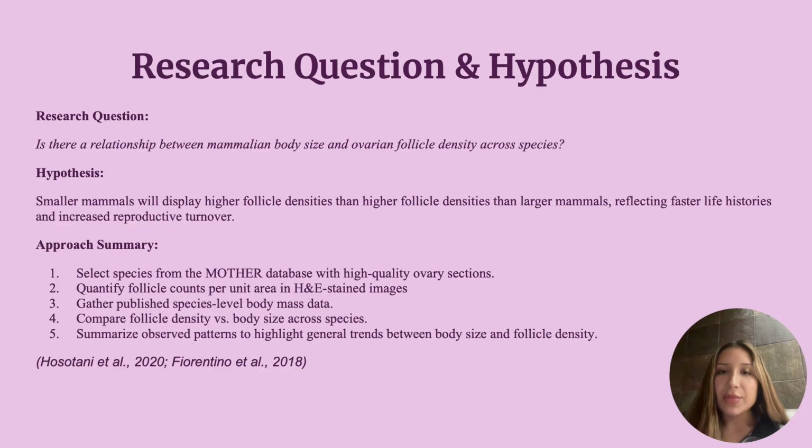For this project, my approach includes 5 main steps. First, I'll select species from the MOTHER database that have high-quality ovarian sections and complete metadata. Second, I'll quantify follicle counts per unit area using visible follicles and H&E stained images. Third, I'll gather published body mass data for each of those species. Fourth, I'll compare follicle density and body size across species to see if a pattern emerges. And finally, I'll summarize the observed patterns to highlight general trends.